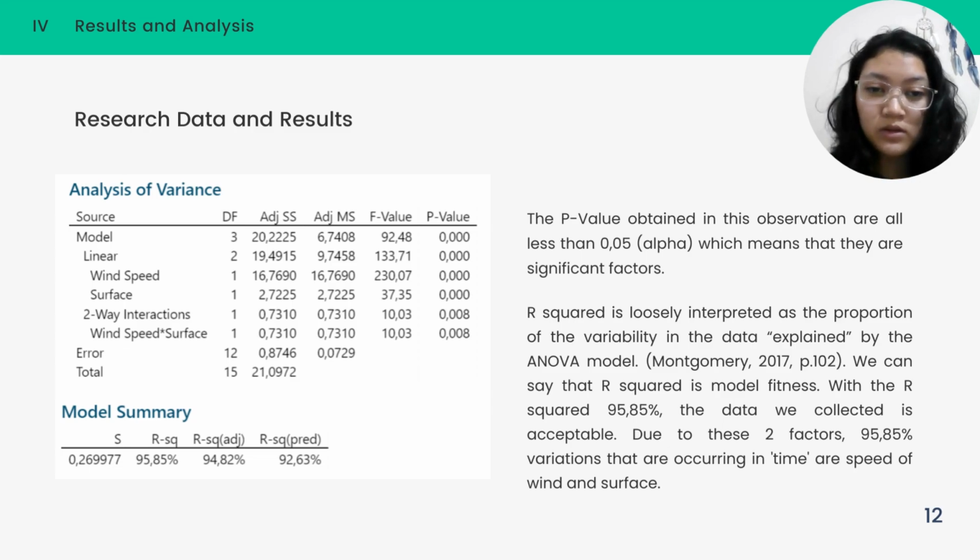And then down here we have the model summary where we have the R-squared. R-squared is loosely interpreted as the proportion of the variability in the data explained by the ANOVA table, which is above here. We can say that the R-squared is the model fitness, with R-squared 95.85%. The data we collected is acceptable due to these two factors, with 95.85% variation occurring in the time, from the speed of wind, the first factor, and surface.